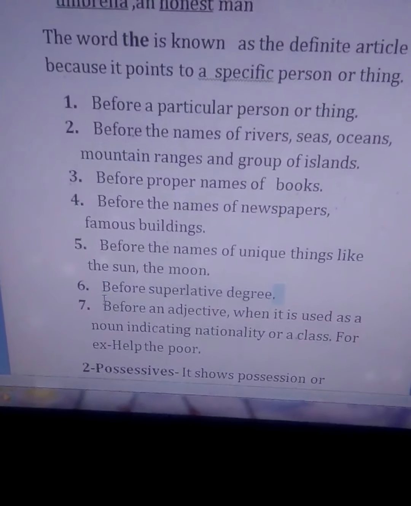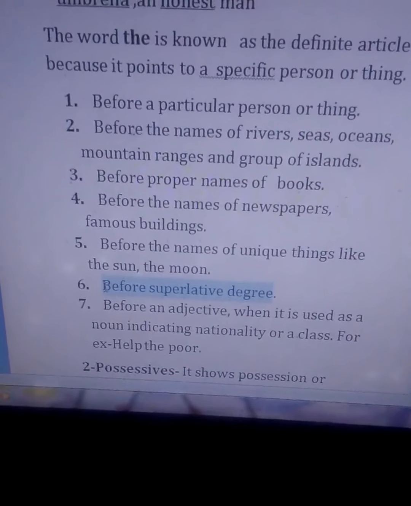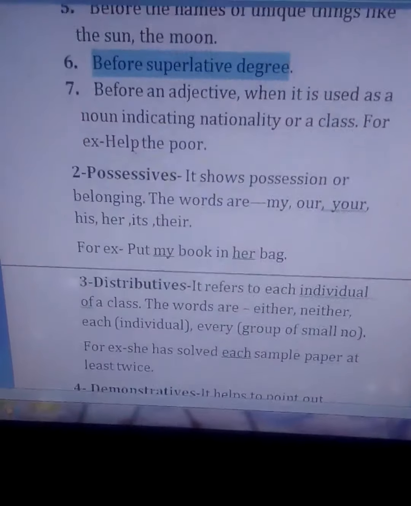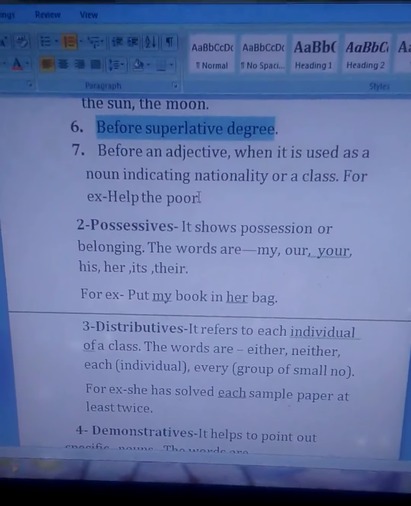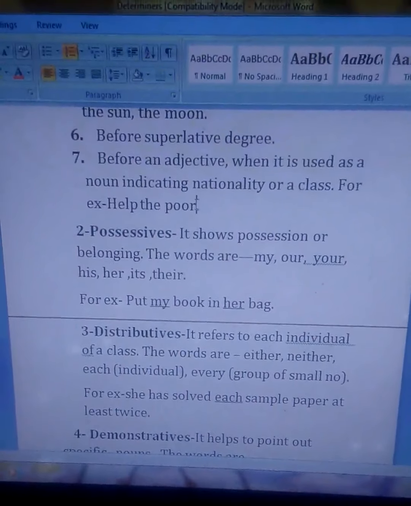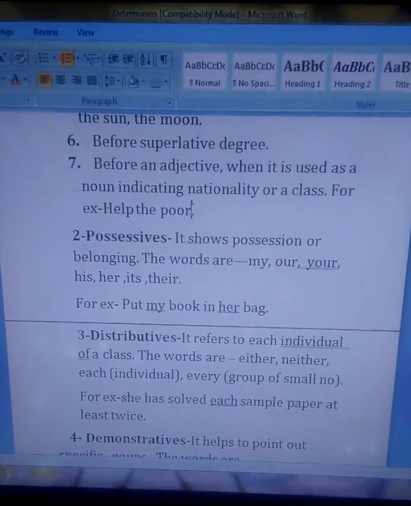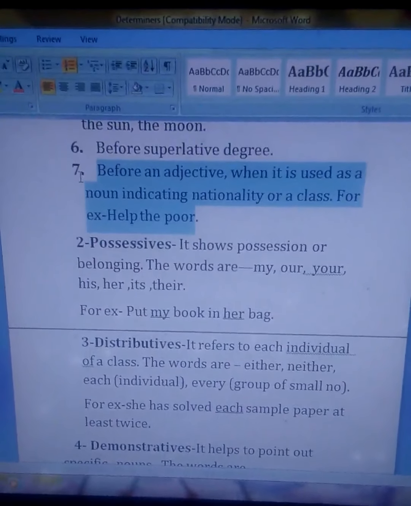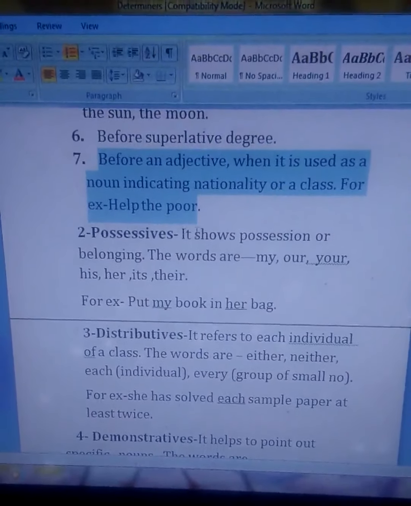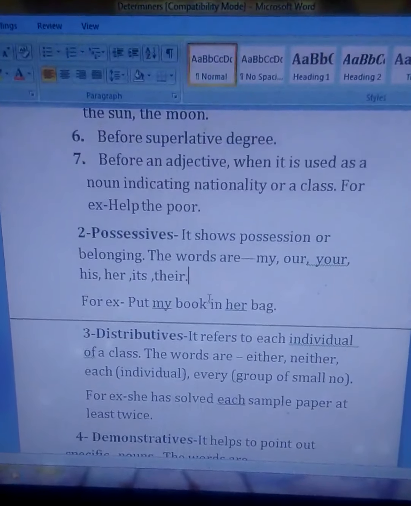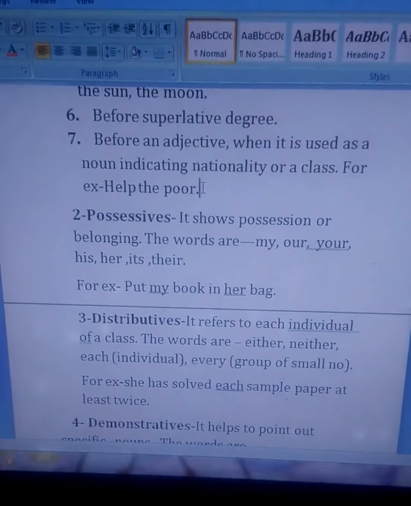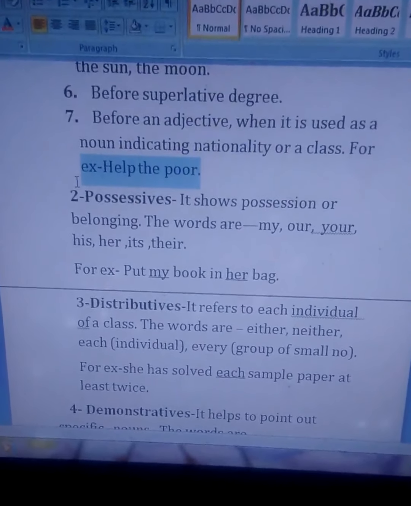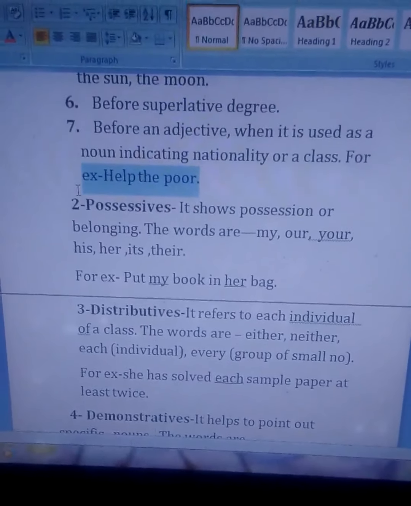It is also used before the superlative degree. For example, he is the best person. Best is the superlative degree and we have used the before the superlative degree. It is also used before an adjective when it is used as a noun indicating nationality or a class. For example, help the poor. We are talking about the poor. It is a class or a race.